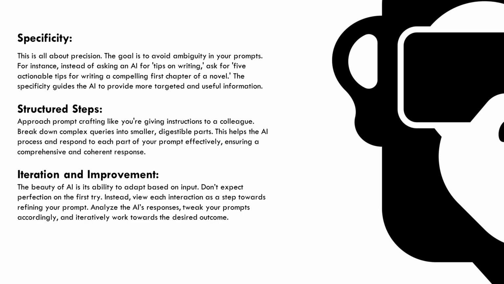Now onto the 3 foundational principles of prompt engineering. Specificity. This is all about precision. The goal is to avoid ambiguity in your prompt. For instance, instead of asking an AI for tips on writing, ask for 5 actionable tips for writing a compelling first chapter of a novel. The specificity guides the AI to provide more targeted and useful information.